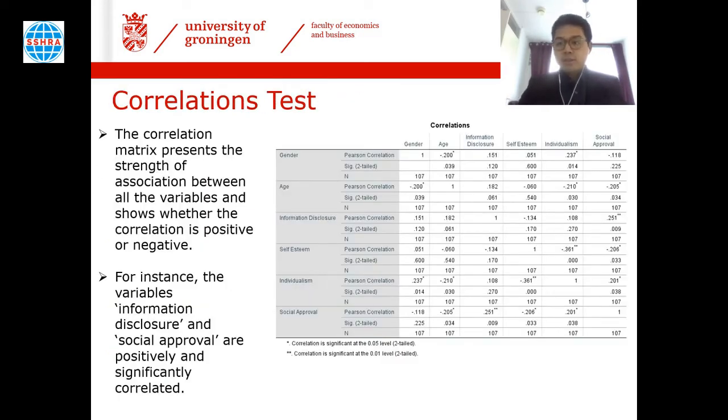Moving on to the correlation test. I conducted a Pearson's correlation test, which is only done to check the correlations between the variables and not to prove cause and effect relationships. The correlation matrix shown in the picture here presents the strength of association between all the variables and shows whether the correlation is positive or negative. For instance, the variables information disclosure and social approval are positively and significantly correlated. This implies that when a high frequency of information disclosure is present, they are also found to have high levels in the need for social approval, and vice versa.